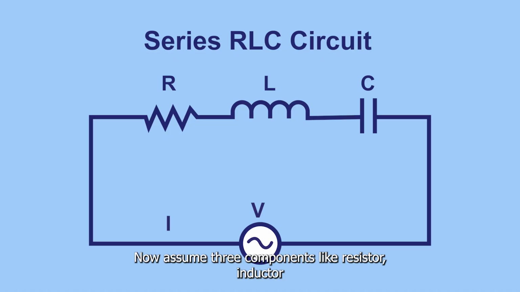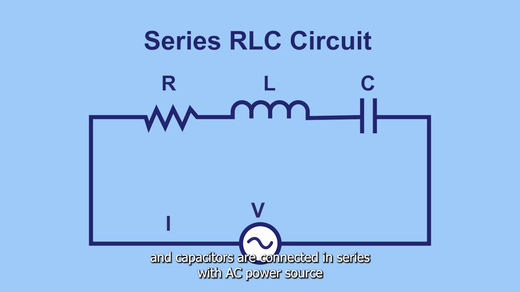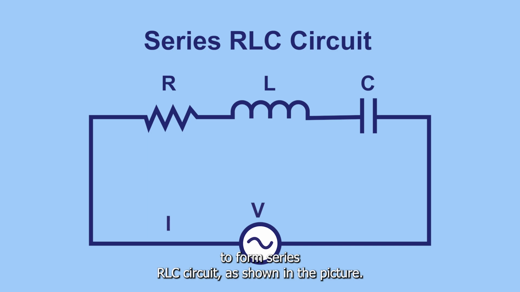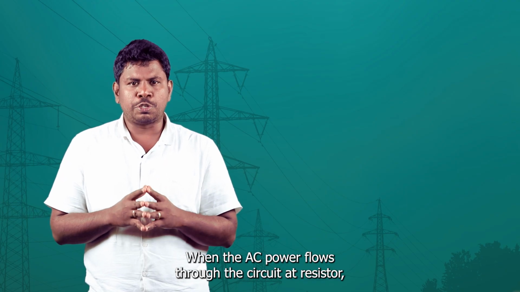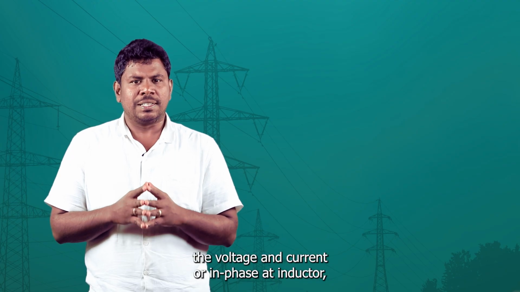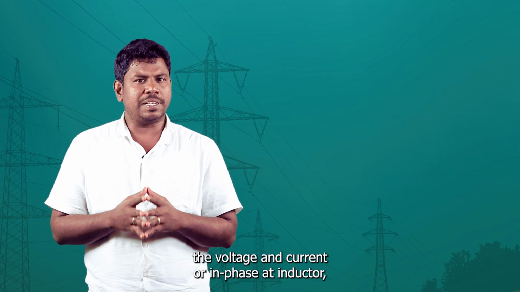Now, assume three components like a resistor, inductor and capacitor are connected in series with an AC power source to form a series RLC circuit as shown in the picture. When AC power flows through the circuit, at the resistor the voltage and current are in phase.